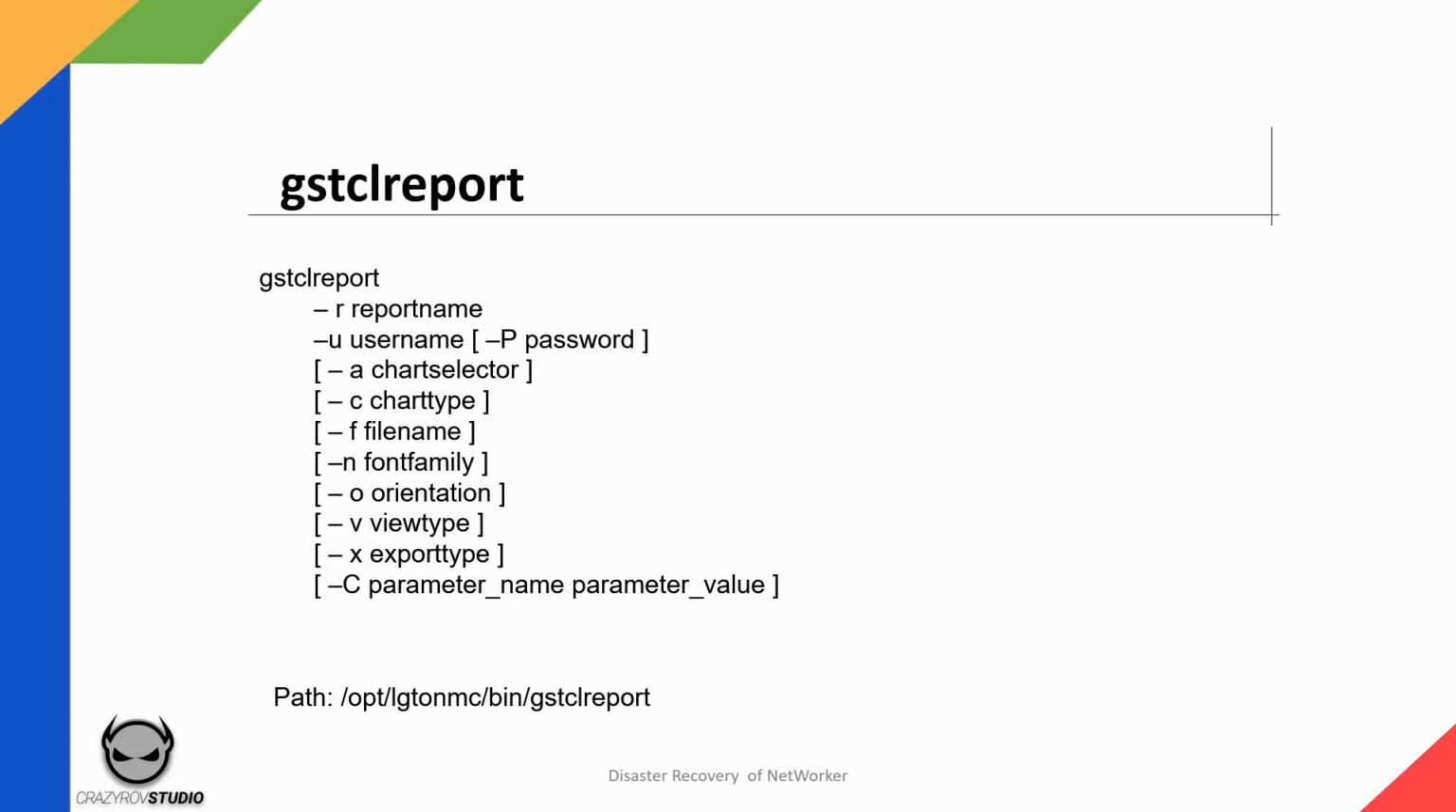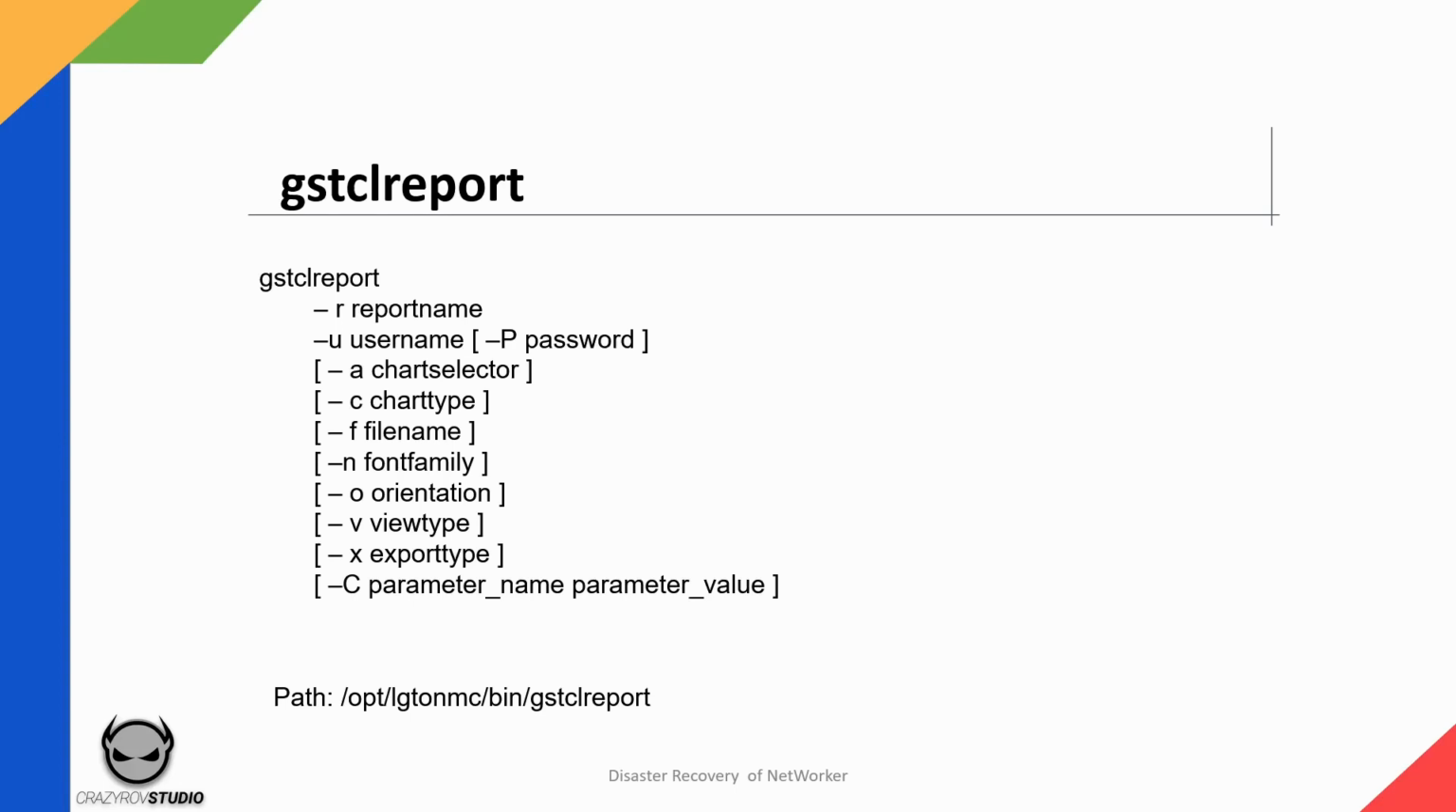So let's take a quick look at the different switches available with this report. We have -H, which is not displayed here. -H is usually used to get help with how to use the respective command, in this case gstclreport. -R is the report name, which is the full path of the report you would like to run. So we will take a look at it when we look at the demo. -U switch is for the username.